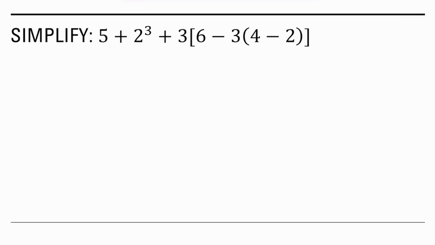Next up, we've got 5 plus 2 cubed plus 3 times 6 minus 3 times 4 minus 2 in brackets. And so, looks a bit tricky. The main thing I want you to remember here is that we're working on the innermost bracket first. And so we'll rewrite everything except for the internal of the innermost bracket.